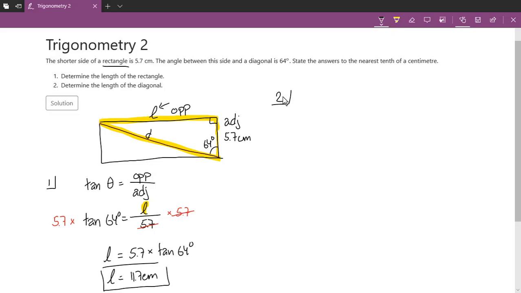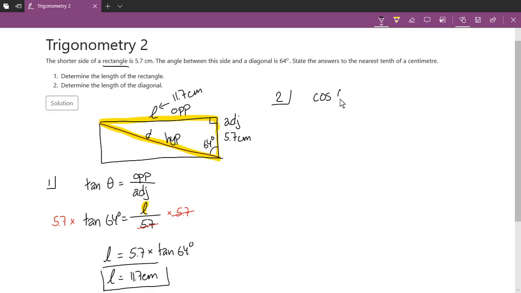In question 2, we want to find the length of the diagonal. In relation to this angle, we still have the adjacent side. We now also know that the length here is 11.7 centimeters, so we could use that as well, and that's still the opposite side. This side here, the diagonal D, would be our hypotenuse. I'm going to be using the adjacent side and the hypotenuse, so I'm looking for a trigonometric ratio defined in terms of adjacent side and hypotenuse, and that would be cosine.